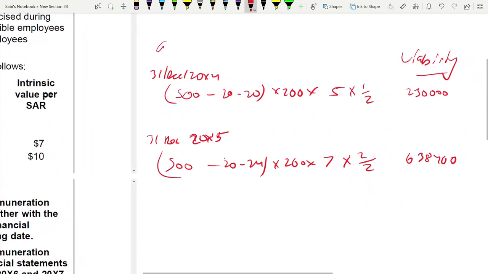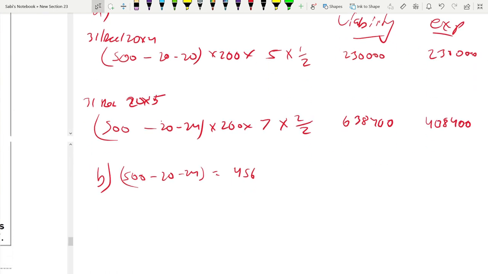This is quite simple. Coming to part B. See, actually, out of 500, 20 and 24 are leaving. That means 456 employees are eligible for a cash payment. Out of this 456, how many of them will exercise? 257 only. They have told, right? They will exercise. And the remaining 199 will exercise it in 2007, because they told the remaining will exercise in 2007.